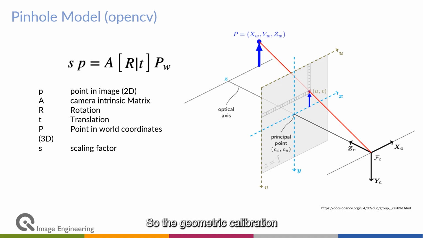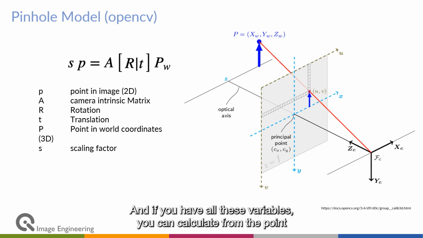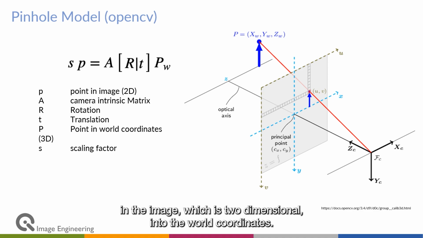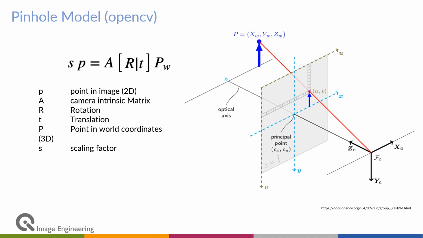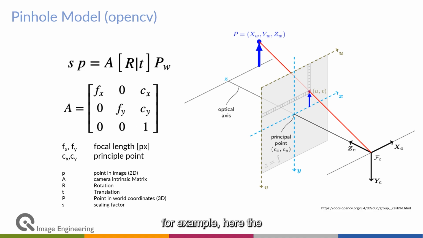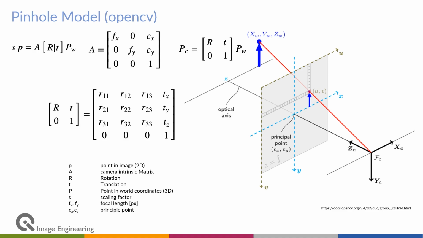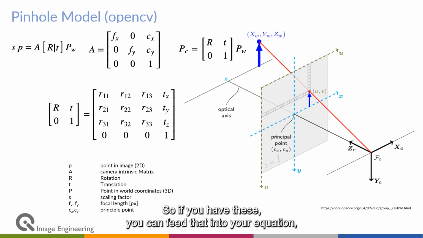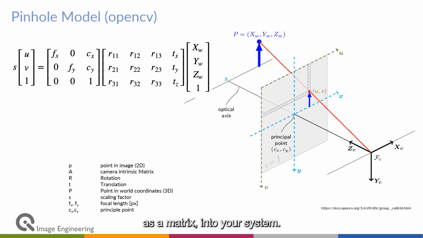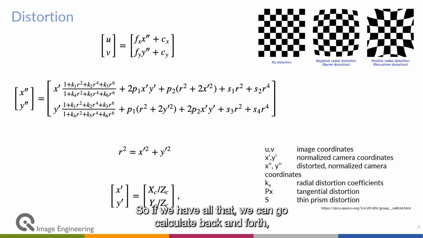So the geometric calibration is technically a bunch of variables in an equation system. And if you have all these variables, you can calculate from the point in the image, which is two-dimensional, into the world coordinates. For that, you need different parameters. For example, here, the camera intrinsic matrix that contains the focal length in pixel and the principal point. Additionally, you need the extrinsic parameters that contain rotation and translation of the camera in respect to the world coordinates. If you have these, you can feed that into your equation as a matrix into your system.